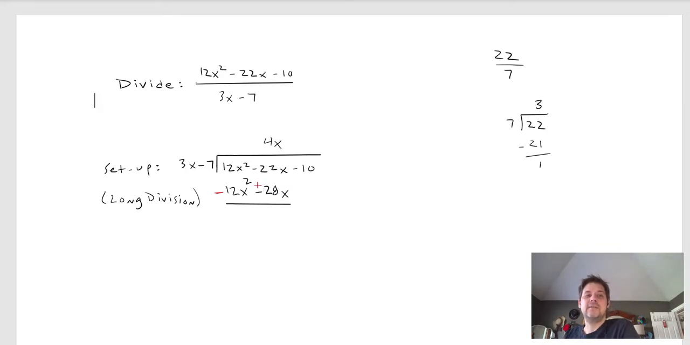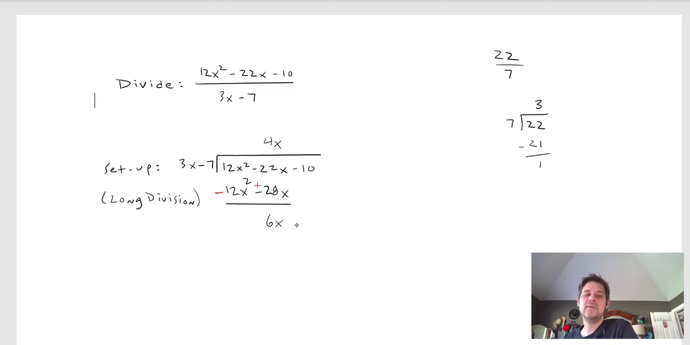All right, so let's do that now. I get 12x squared minus 12x squared. That would be 0. Those cancel, in other words. I get negative 22x plus 28x. That will be 6x.